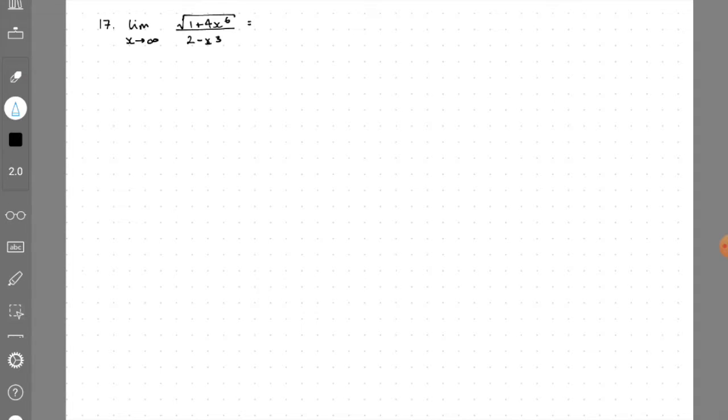So in this case, the highest power of x, if you notice, is x to the 6th, right? But remember, x to the 6th is actually inside a square root. So actually, the highest power is just going to be x to the 3rd. So we're going to divide everything by x to the 3rd.